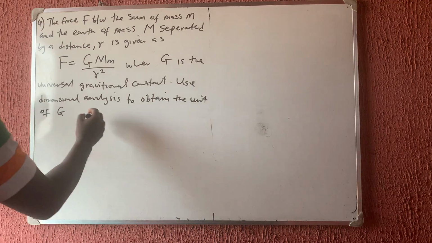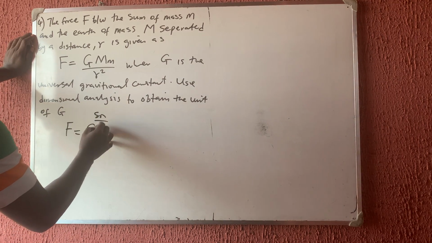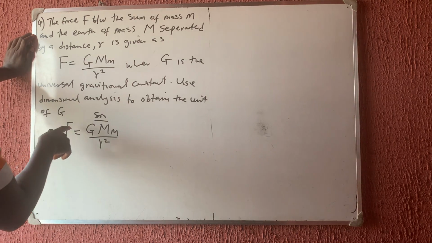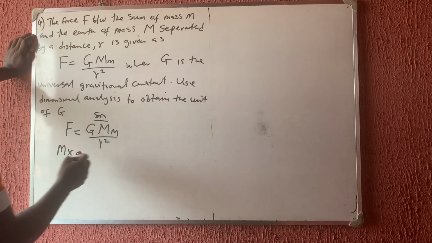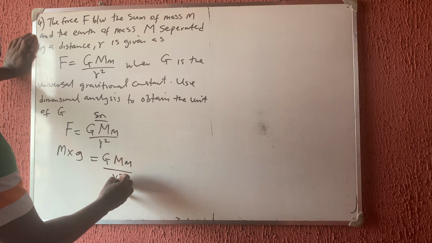Okay, solution. They have given us the formula, thank God. They say that F is equal to G m M over r squared. Now don't forget that force is the same thing as mass times acceleration due to gravity, which is equal to G m M over r squared.